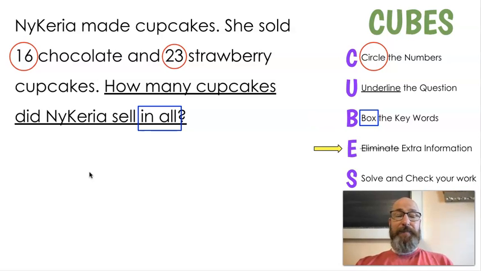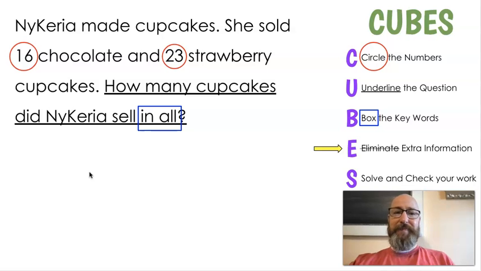Next, we're going to go to E. E stands for eliminate extra information. What information in there doesn't help us solve the question? Nykeria made cupcakes. That doesn't help us solve the word problem, so that's not necessary. It's extra information. And last is S. S is solve and check your work.